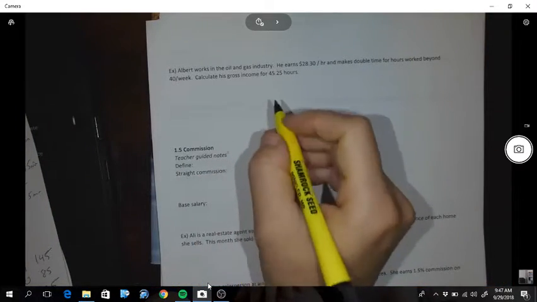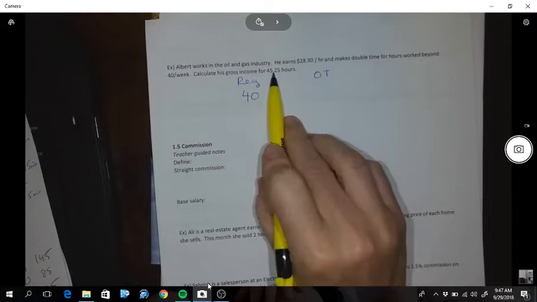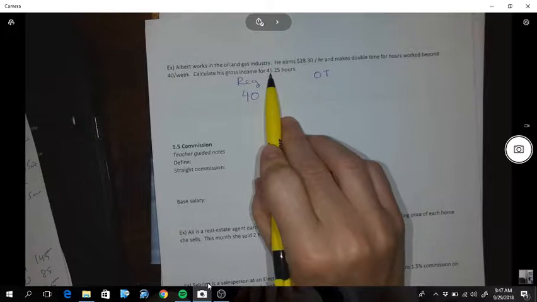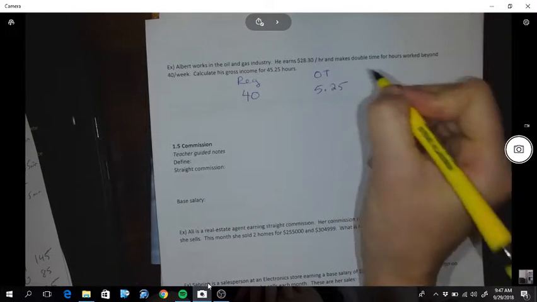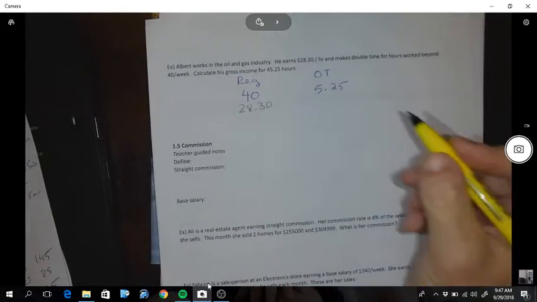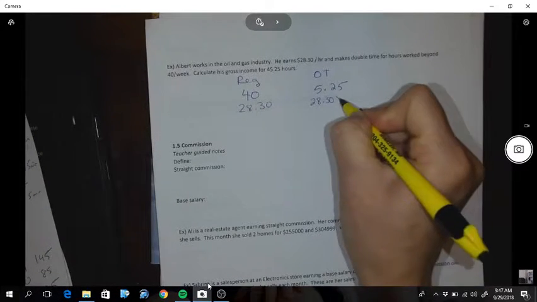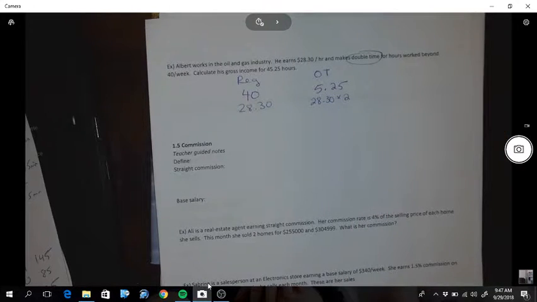Albert works at an oil and gas industry. He earns $28.30 an hour and makes double time for hours worked beyond 40 in a week. Calculate his gross income for 45.25 hours. Okay, so let's separate this into the hours. So regular, he worked 40. OT, he worked 5.25 hours on top of that. So regularly he gets paid $28.30, and when he works overtime, he makes $28.30 times 2 because it says double time.